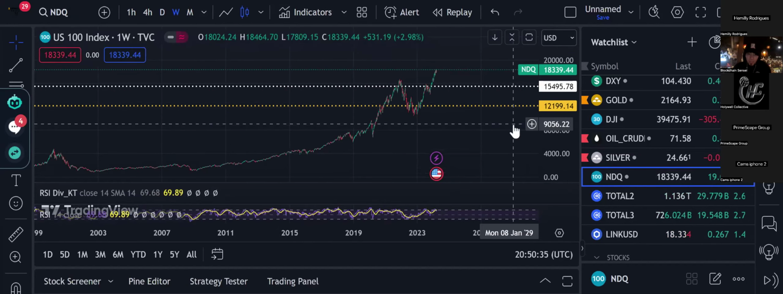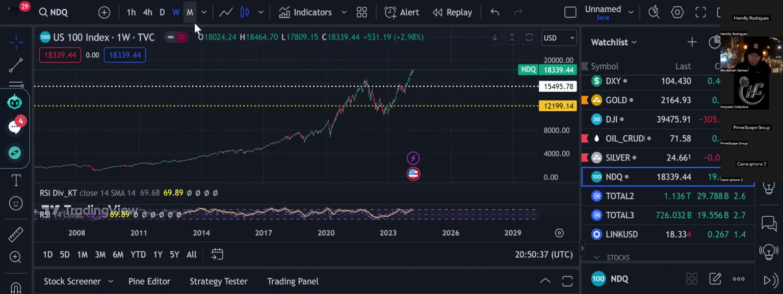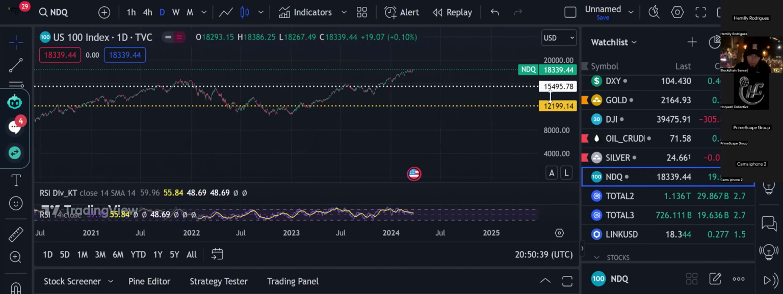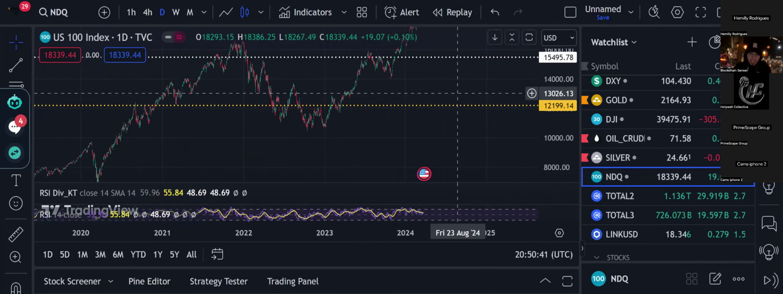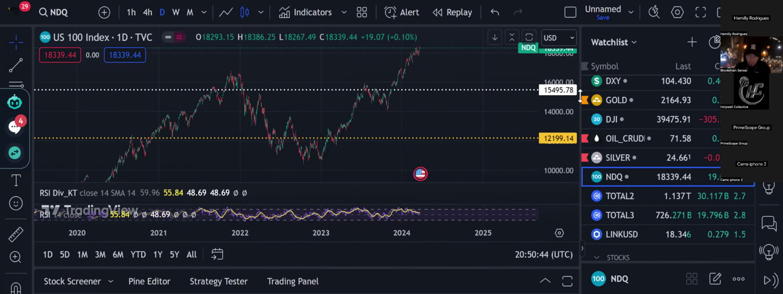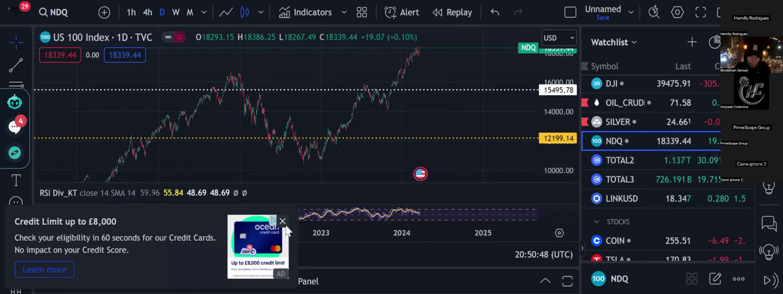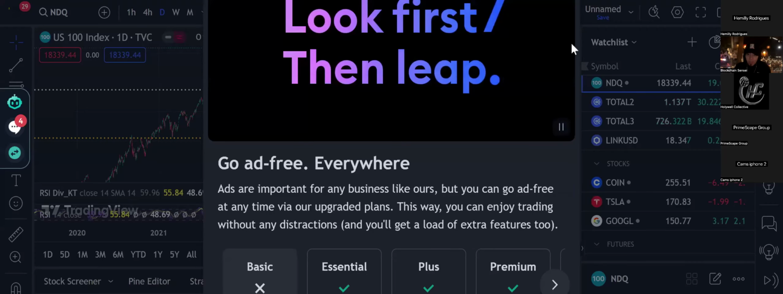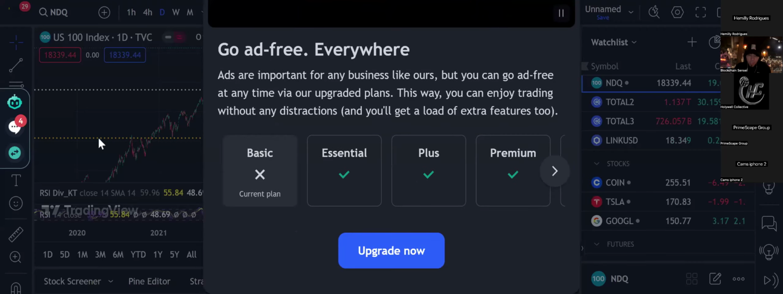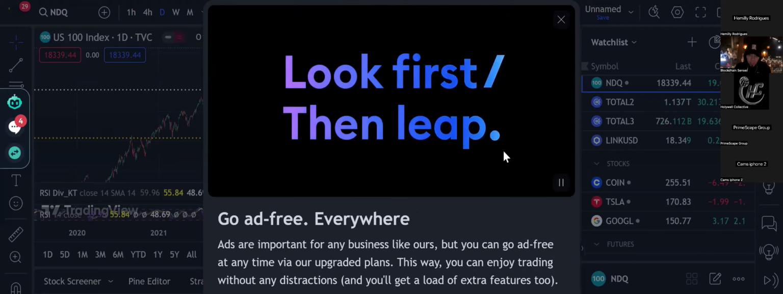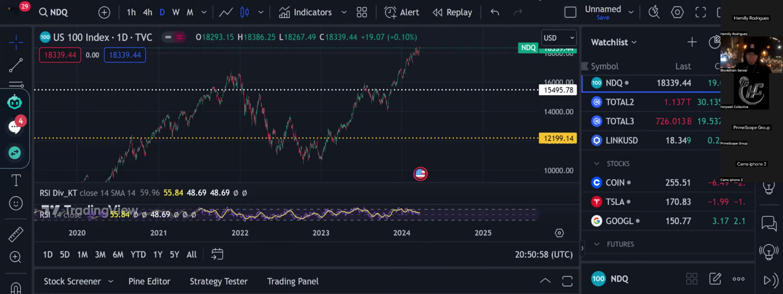Nasdaq, this is the number one indicator when it comes to cryptocurrency macro performance. Single-handedly, this is the one index that affects crypto the most because it's the top 100 US tech stocks. Then I look at Total, which is all the crypto market, Total 2, then Total 3. This is not my usual TradingView. The reason I can't share it is because of the way StreamYard's set up. I basically can't share different tabs.